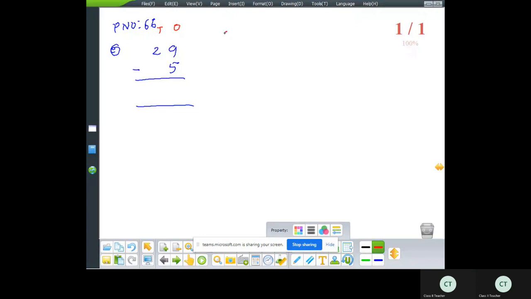Now subtracting on 1. 9 minus 5. 5 is subtracting from 9. 1, 2, 3, 4, 5, 6, 7, 8, 9. From 9, we remove 5 lines. 1, 2, 3, 4, 5. After removing 5 lines, there are 1, 2, 3, 4 lines. 9 minus 5 is equal to 4. Write this answer 4 in the ones place.